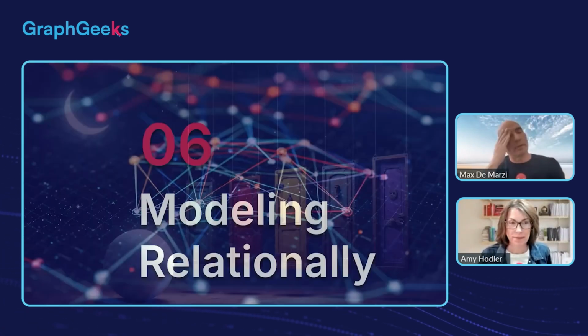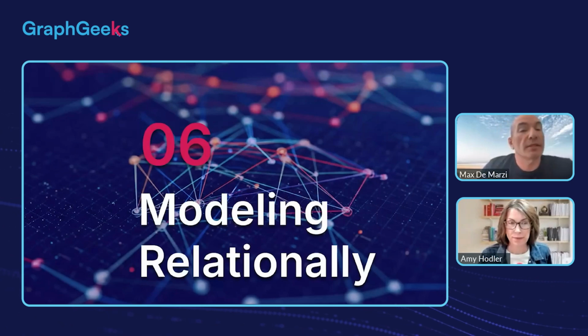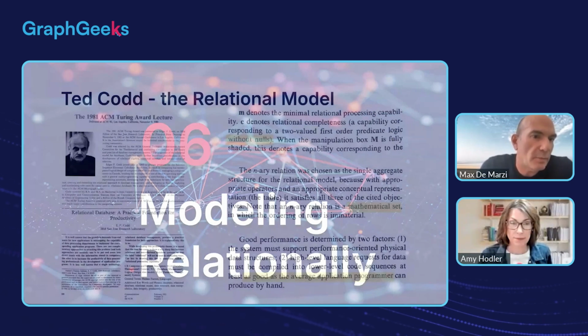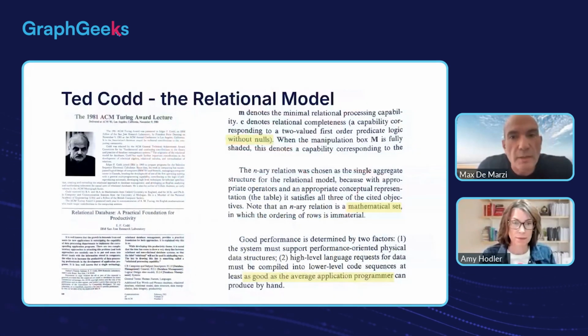So let's talk about modeling relationally. There's a lot of graph databases out there, including some that are relational. And you may have read the original Ted Codd paper on the relational model. He believed in databases that had three things. One of them was no nulls. So you get rid of all these null values everywhere. Nulls are a huge mistake in databases. They make life miserable in a lot of places.